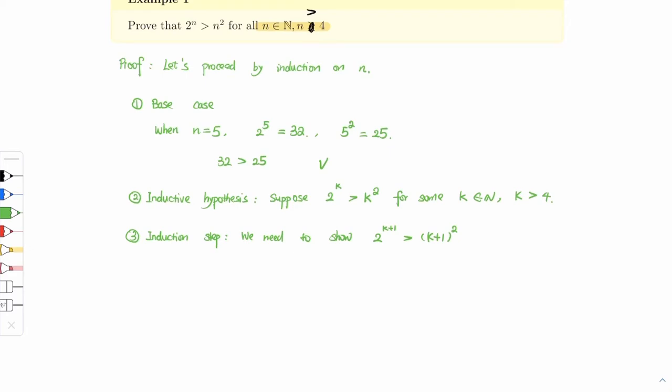So let's start with the left hand side, 2 to the k plus 1. This equals 2 times 2 to the k. The reason I write it like this is because in our inductive hypothesis you have 2 to the k. Okay, so we can use that. This is gonna be greater than 2 times k squared by IH. Okay, since we have 2 to the k here, it's multiplied by 2, so you can multiply by 2 on both sides. You'll get this by IH.